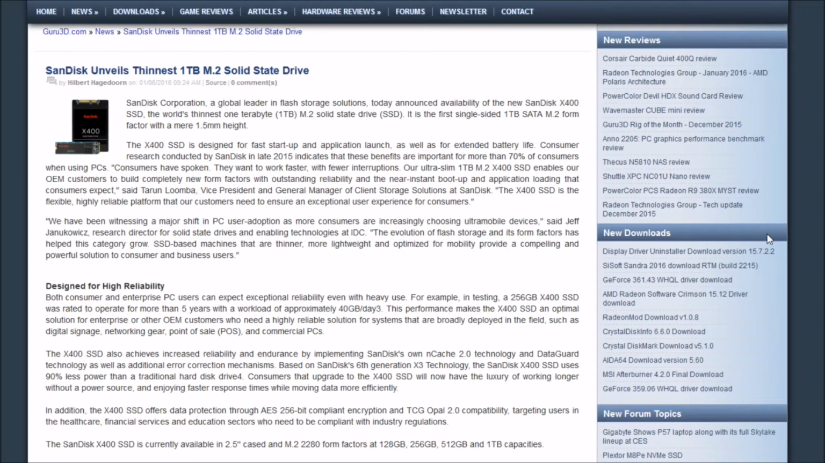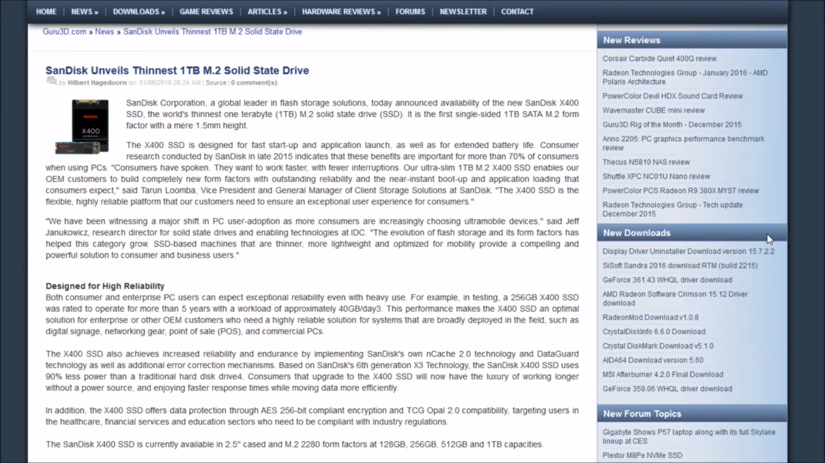H400 is designed for fast startup and application launch, as well as extended battery life. This is awesome. Consumer research conducted by SanDisk in late 2015 indicates that these benefits are important for more than 70% of consumers while using PCs. People have spoken. They want to work faster with fewer interruptions. This is awesome, but I don't wanna know the price. Like, I think this is gonna be a killer.